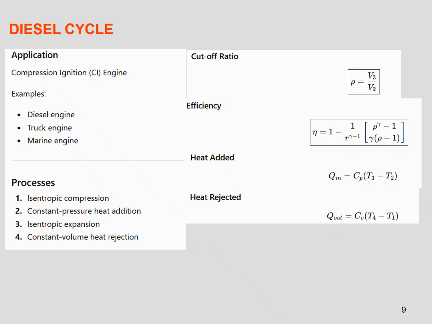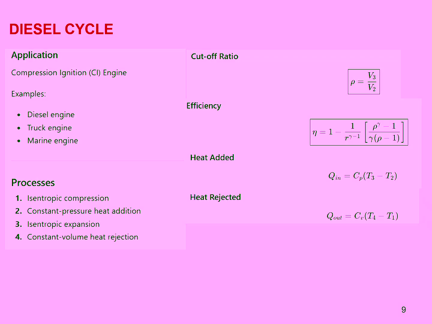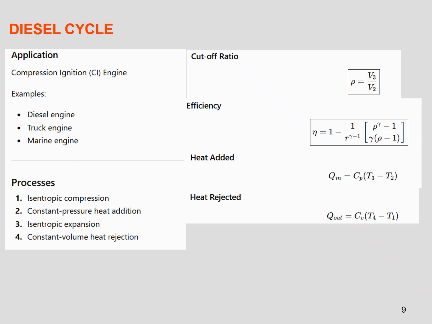And the summary of the formulas for the diesel engine: application is the compression ignition engine, for example the diesel engine, truck engine, marine engine. Processes: isentropic compression, constant pressure heat addition, isentropic expansion, and constant volume heat rejection. So the additional thing, compared with the Otto cycle, is constant pressure heat addition, and the extra one, the cutoff ratio. The density symbol or rc we can use is equal to V3 by V2.